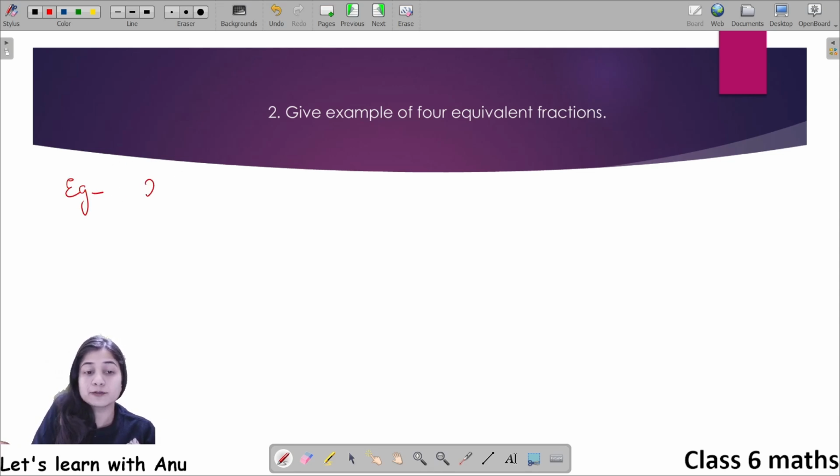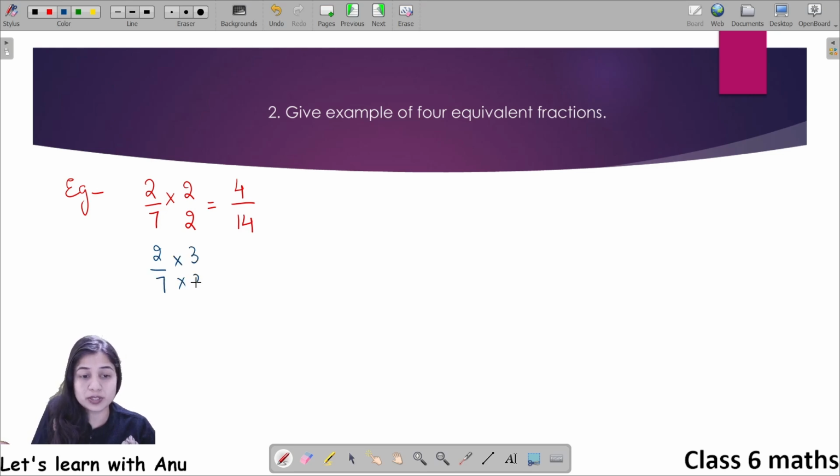Suppose I have 2 by 7 and we have to obtain 4 equivalent fractions. Firstly we can multiply both numerator and denominator with the same number, that is 2 here. 2 into 2 is 4, 7 into 2 is 14. For another equivalent fraction of 2 by 7, I will multiply the numerator and denominator with 3.